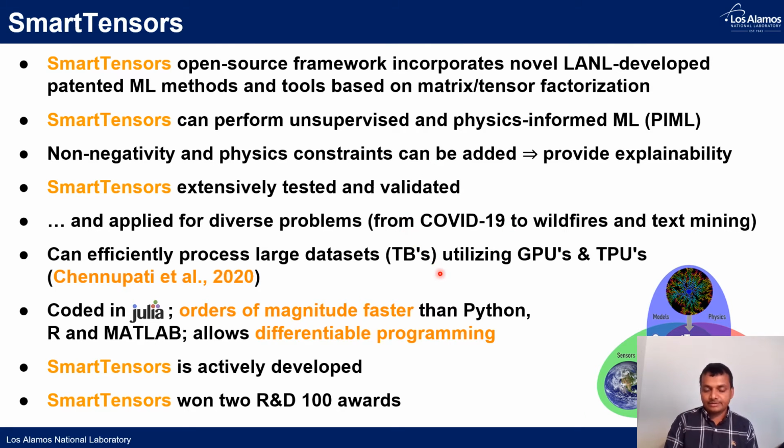And we have applied these tools to diverse sets of problems, from COVID-19 datasets to wildfire, text mining, and geothermal. It is very efficient for large datasets and coded in Julia, which is a much faster programming language than Python or MATLAB, and allows differentiable programming. We are actively developing it, and it won an R&D 100 award in 2021.